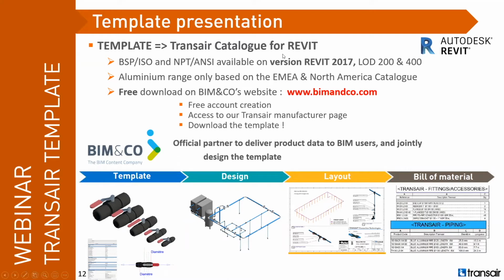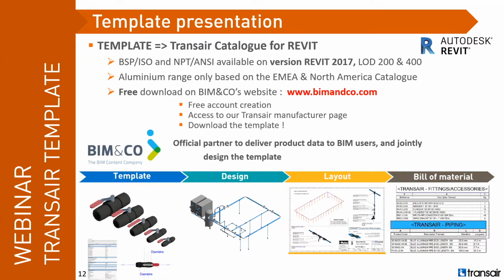They are available on Revit 2017, meaning that they are not compatible with previous versions of Revit. On Revit, the way it works, the compatibility is always ascending. You cannot go backwards. Both those templates only contain the aluminum range. There is no stainless steel inside these templates. And each of them is based on its own catalog. BASP ISO is based on the Europe, Middle East, Asia catalog, and the NPT-ANSI is based on the North America catalog. That template is free to download on the website of BIM&CO, our partner.